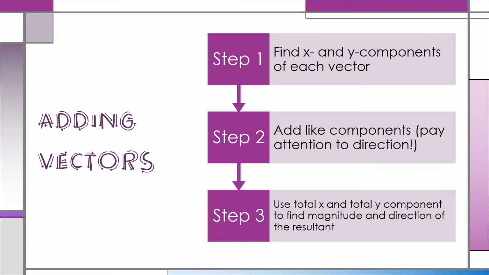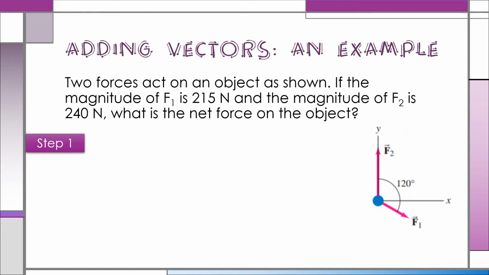Then we'll have a total x component and a total y component, and we're going to use that skill that we just talked about to find the magnitude and direction of the resultant. So let's look at an example of doing exactly that. I have two forces here acting on an object, and we're given the magnitude of those two forces, and you can see the direction there. And our goal is going to be to follow along those steps.